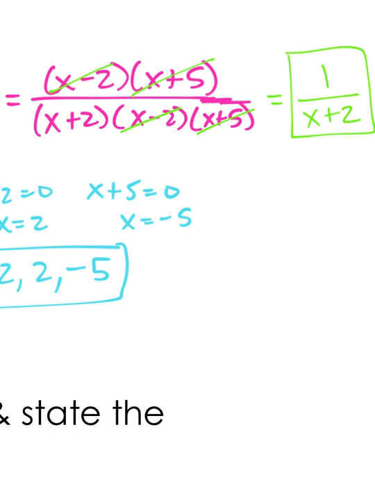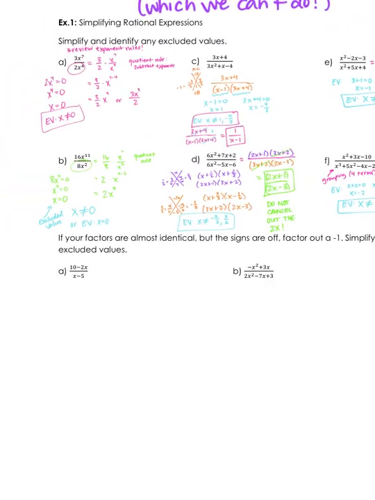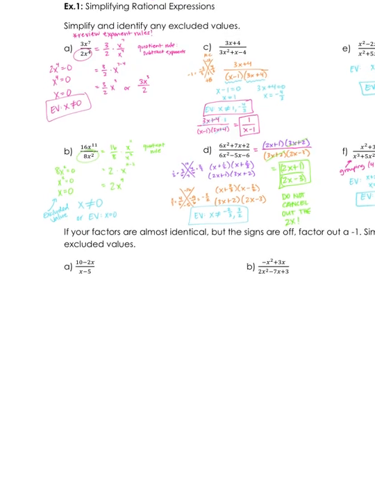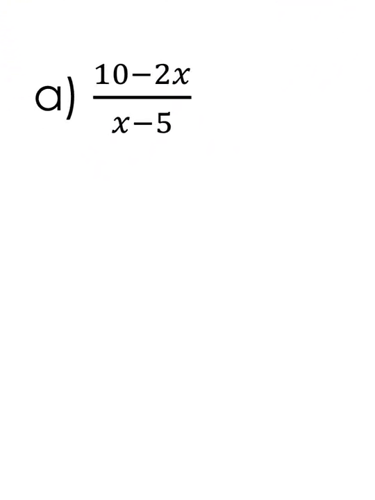All right, sometimes when your factors are similar, but the signs are off, what you want to do is factor out a -1. It's going to help you out a lot. So we're going to look at this one right here. So 10 minus 2x over x minus 5. If I were to take out the greatest common factor on the top, the greatest common factor would be 2, and I would have 5 minus x. And then on the bottom, I have x minus 5.